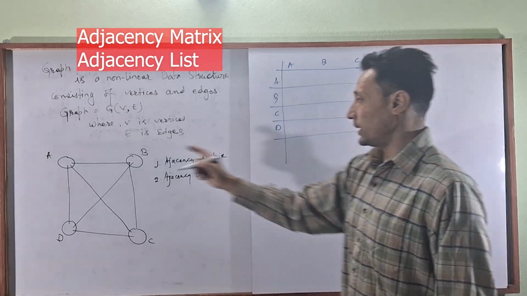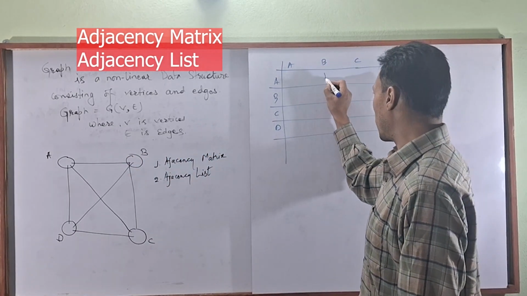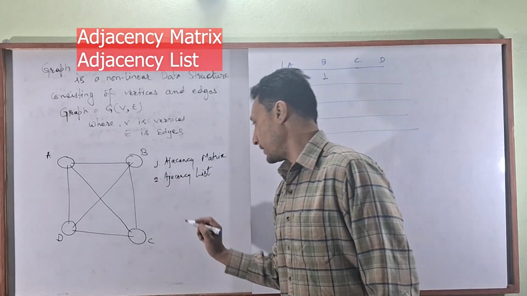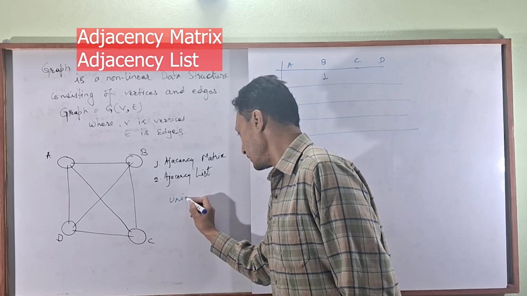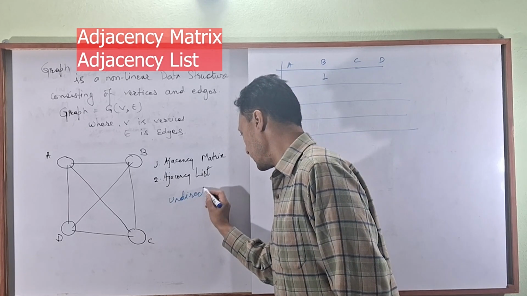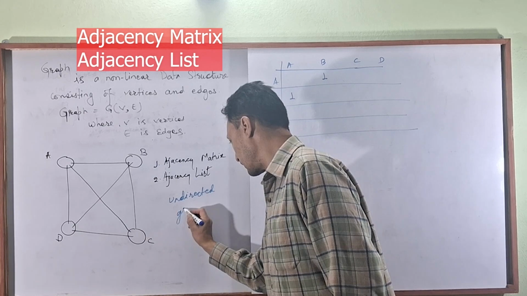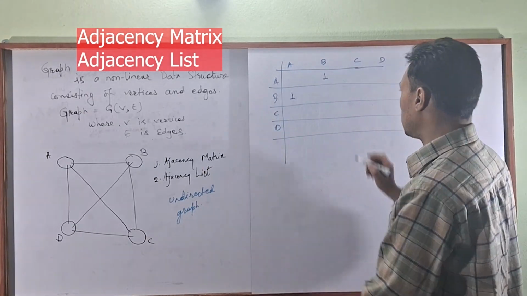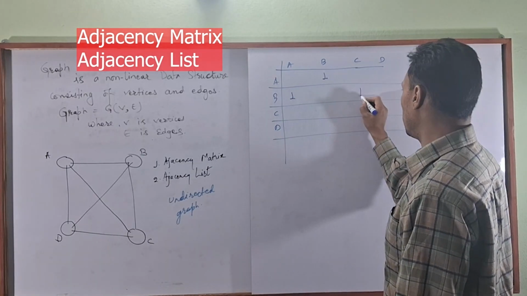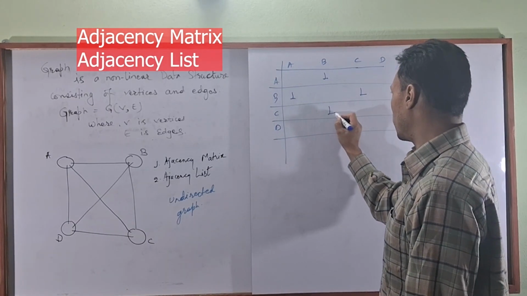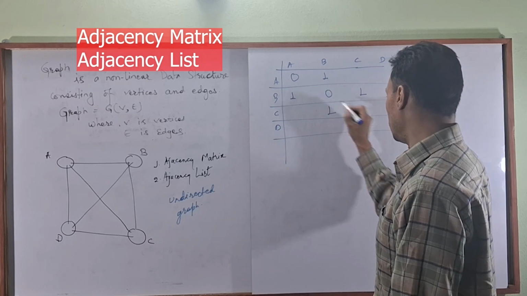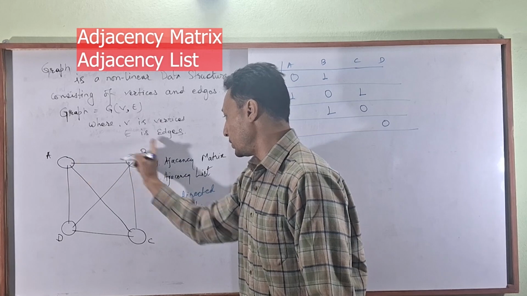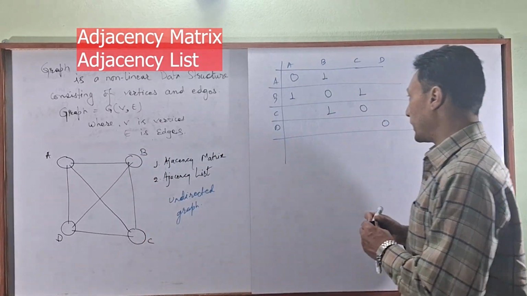There is a connection between A and B, so we will be writing 1. A and B, B and A, we can write 1. It is an undirected graph. There is another connection, B to C. So B to C we will write 1, C to B 1. There is no arc from a node to itself, so we will be writing 0. There is no arc from A to A, B to B, C to C, and so on.